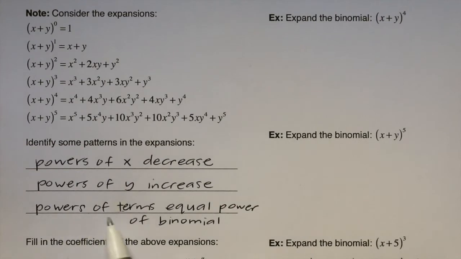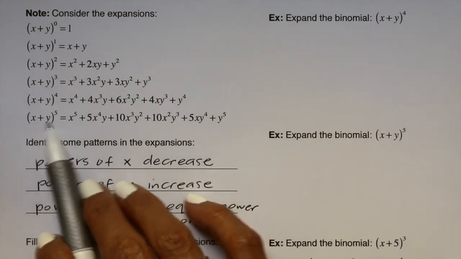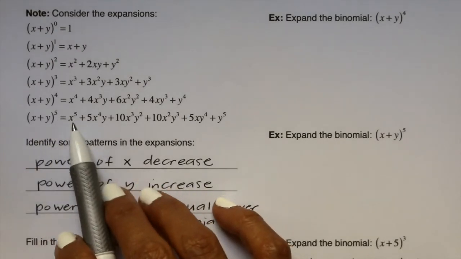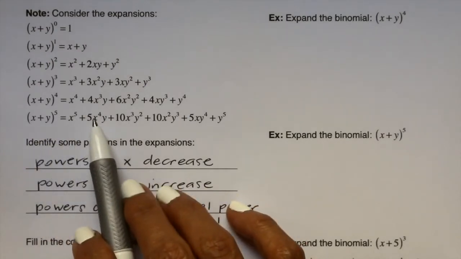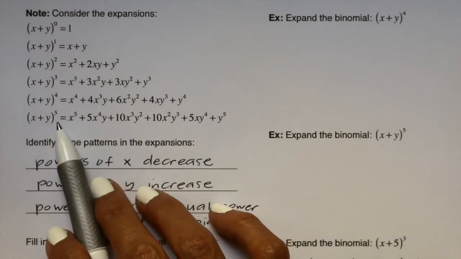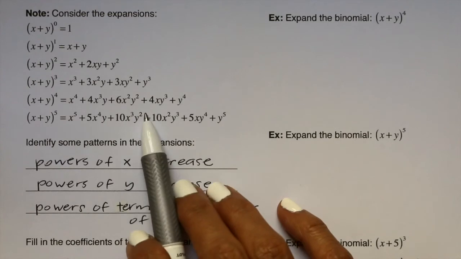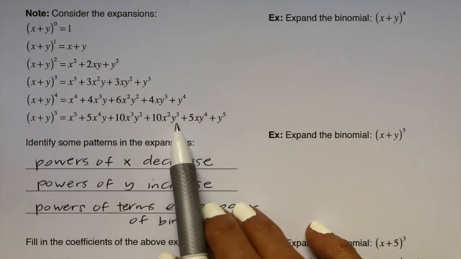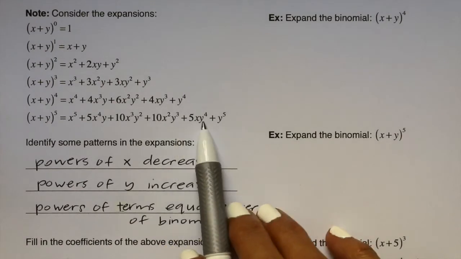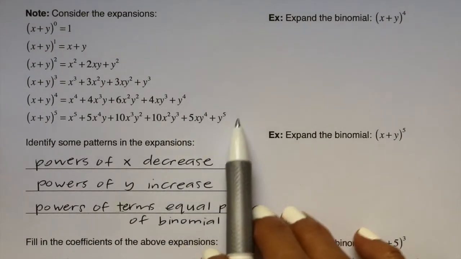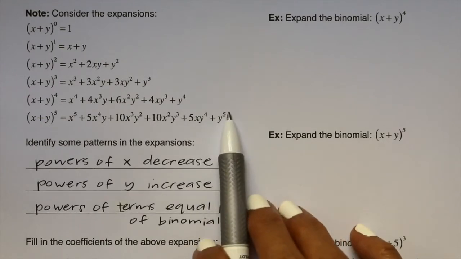And finally, the powers of each term will equal the power of the binomial. So again, back to this last example, we have (x + y) to the fifth. This first term has x to the fifth. The second term, if you add the powers on the x and the y, you get 4 plus 1 makes 5. Right here you have x to the third, y to the second, so if you add 3 and 2, you get 5. Same thing here, x squared, y to the third, you add them, you get 5. Right here you have x to the 1, y to the 4, when you add those powers, you get 5. And then obviously this last term is also a power of 5.